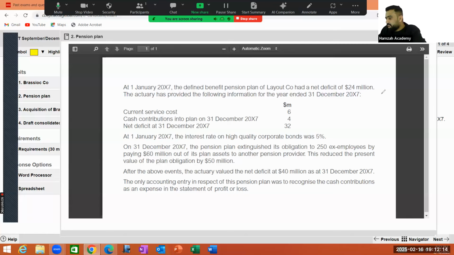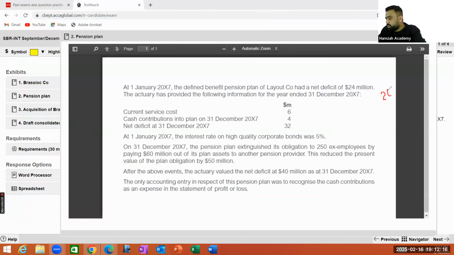You have an opening value of liability, which is 24 million US dollars. It's an opening net liability. On this opening net liability, you have to recognize a net interest expense of 1.2 million. It will be recorded as a debit balance in the profit and loss account, meaning it will be recorded as an expense. Then you have a current service cost of 6 million. It should be recognized in the profit and loss account. It will be a debit in profit and loss expense.